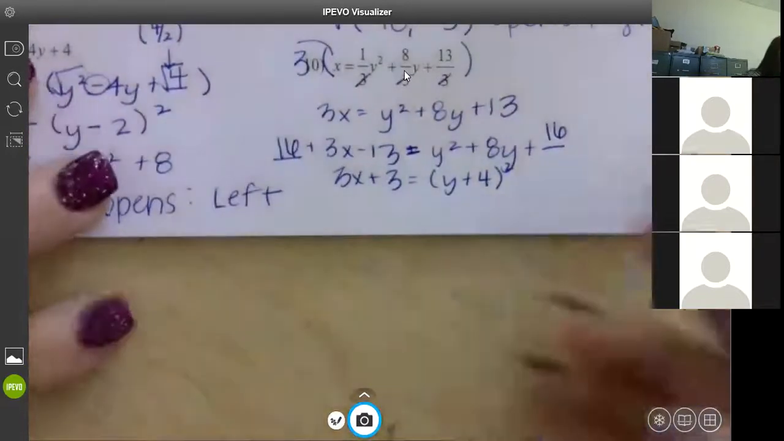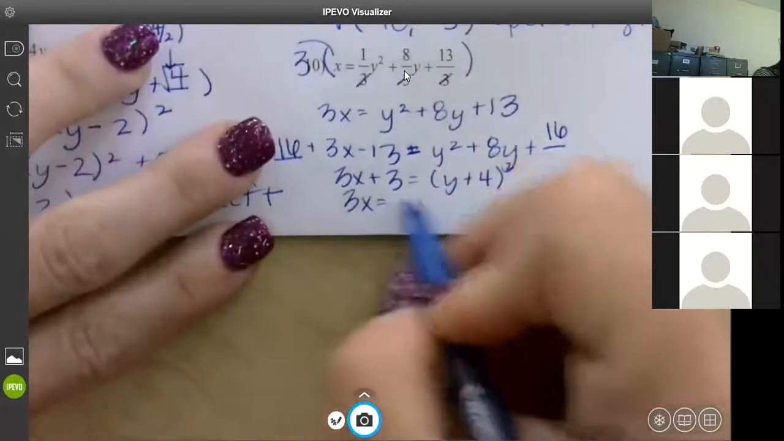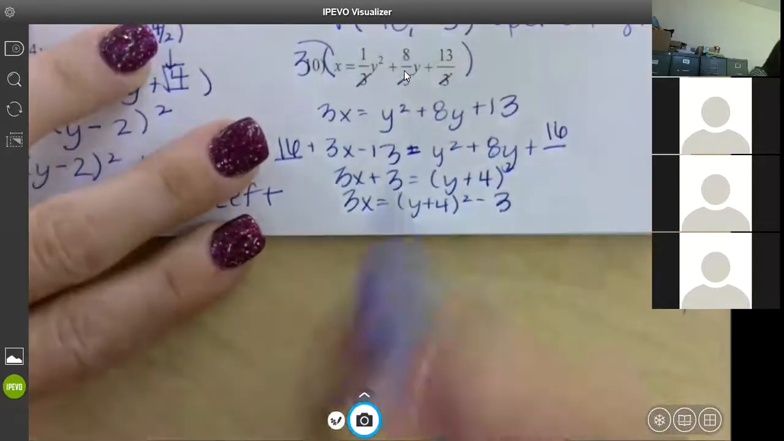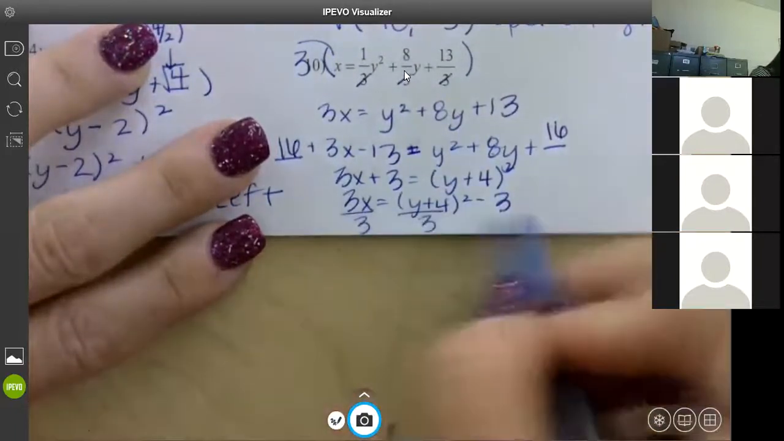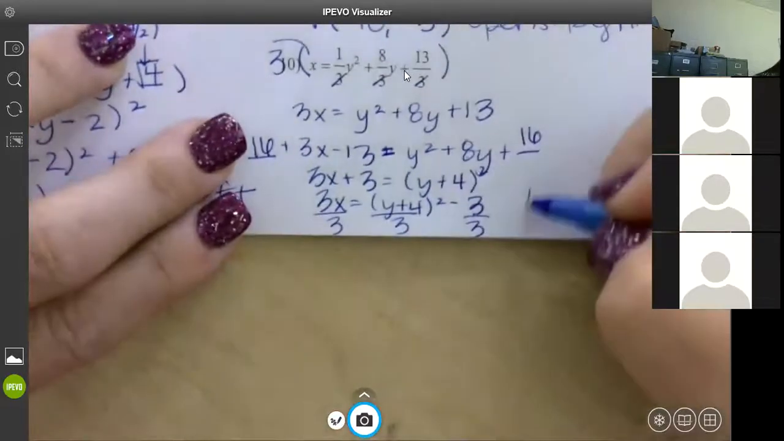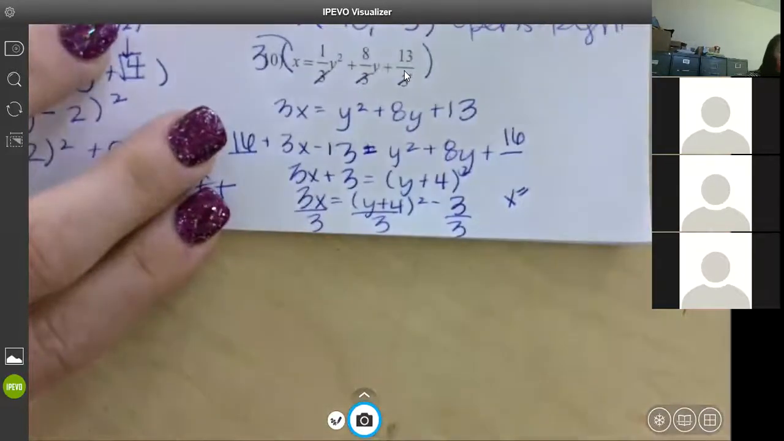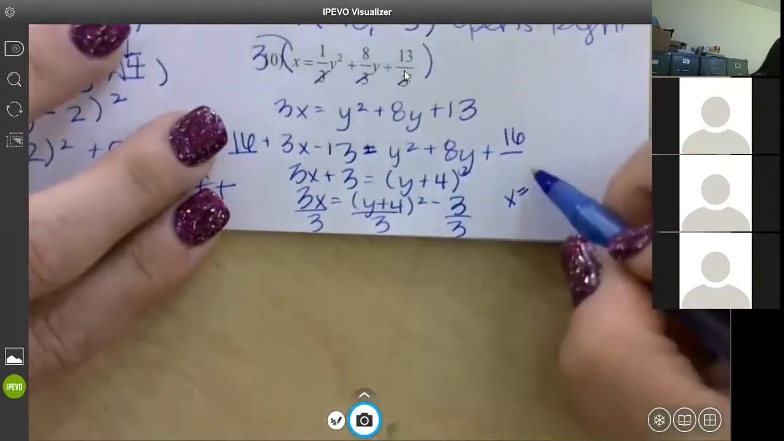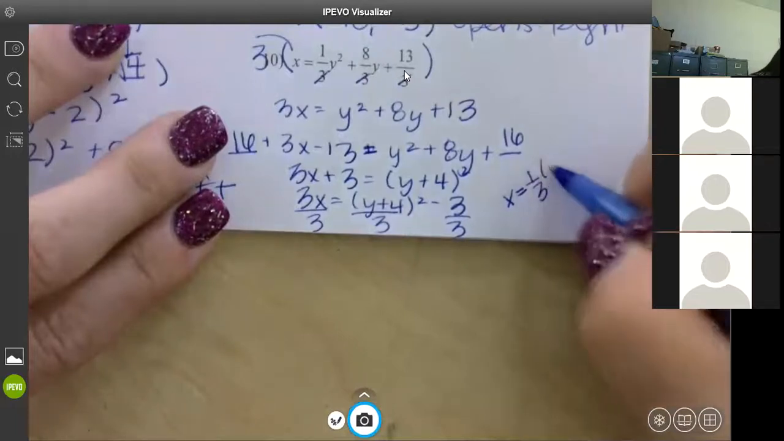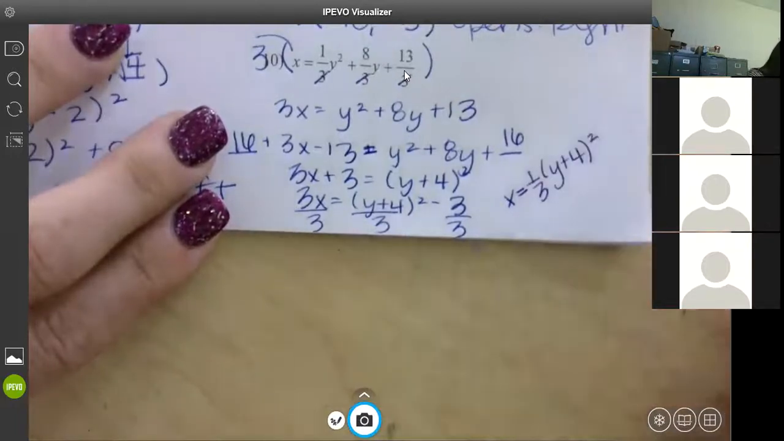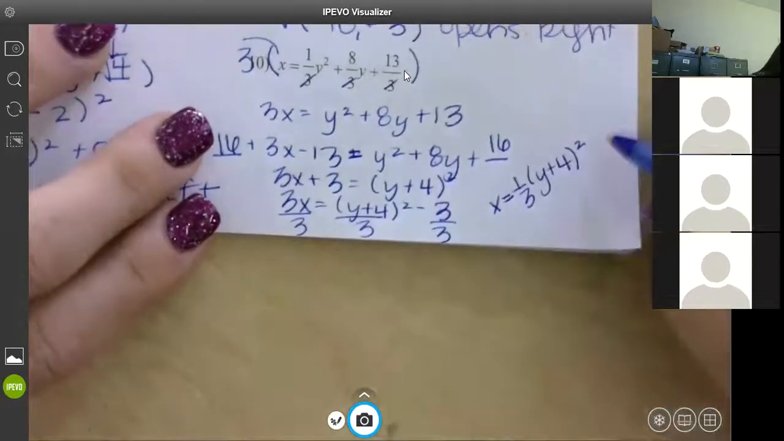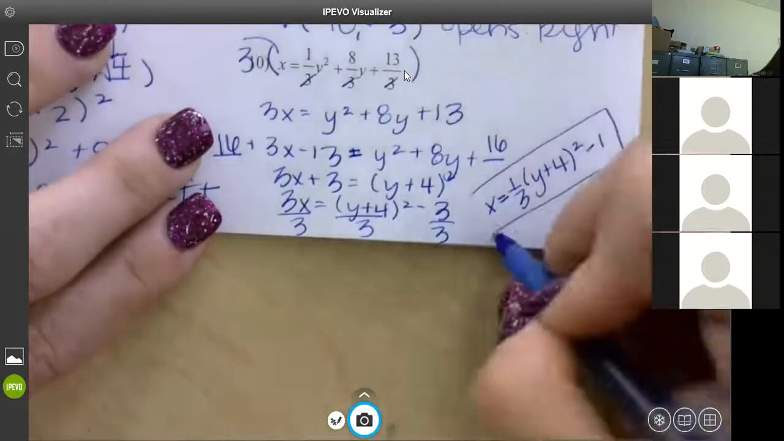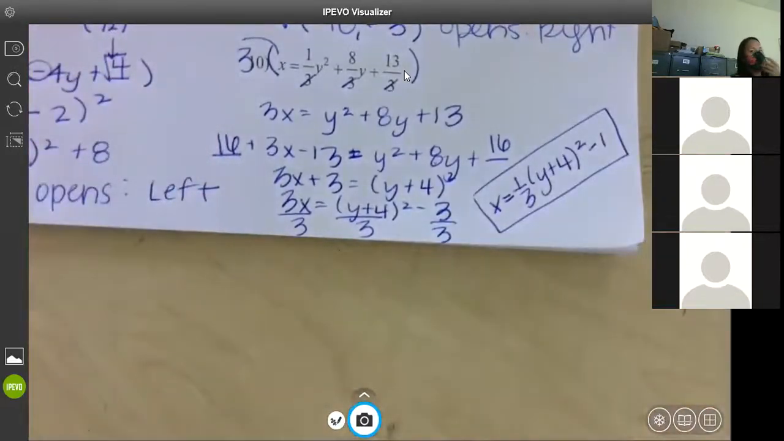Do the same thing you've been doing, subtract 3. And then how do I get rid of that 3? Okay, so when we rewrite it, x equals, I'm squishing it on the side over here. Instead of writing y plus 4 squared over 3, what can I write? 1/3 times y plus 4 squared. Perfect. And then what's -3 over 3? -1. There's your equation right there. All right. So what's your vertex?